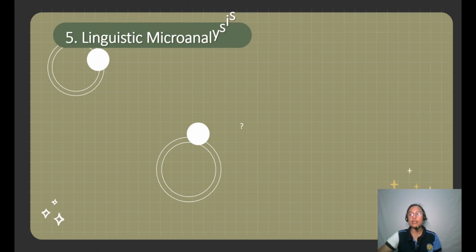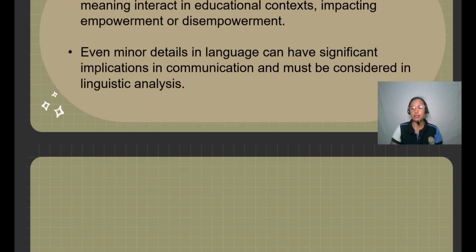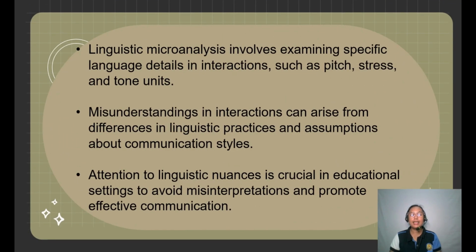Next is linguistic microanalysis. Educational linguists focus on how language form and meaning interact in educational contexts, impacting empowerment and disempowerment. Even minor details in language can have significant implications in communication and must be considered in linguistics. Linguistic microanalysis involves examining specific language details in interactions, such as pitch, stress, and tone units. Misunderstandings in interactions can arise from differences in linguistic practices and assumptions about communication styles. Attention to linguistic nuances is crucial in educational settings to avoid misinterpretations and promote effective communication.